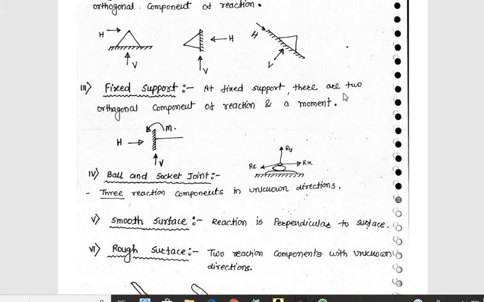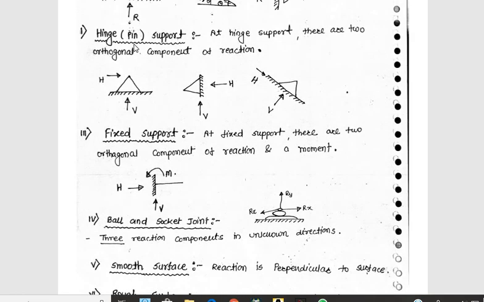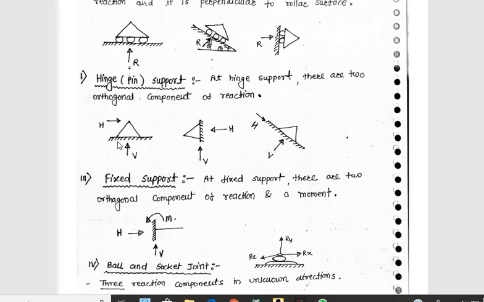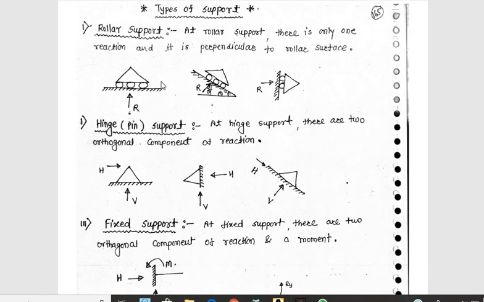At fixed supports there are two orthogonal components of reaction and a moment. Since it is a fixed support, it offers the moment, because here rotation is not allowed. At the roller, rotation is allowed. Here translation in this direction has been restrained. Translation means the roller is not going to move in the vertical direction. Due to that restrained translation, it offers reaction in the vertical direction, but translation in the other direction is allowed, so it is not offering any reaction.